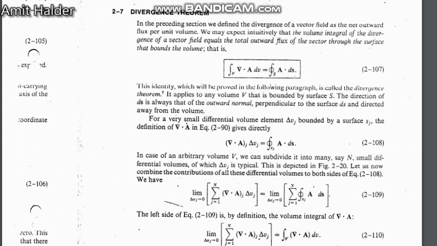First of all you have to know what the divergence theorem is. The divergence of a vector field is the net outward flux per unit volume. Okay, that is divergence. When del is a scalar dot product with a vector, it is known as divergence. And the divergence theorem means the volume integral of this kind of divergence is equal to the total outward flux of the vector through the surface that bounds the volume.